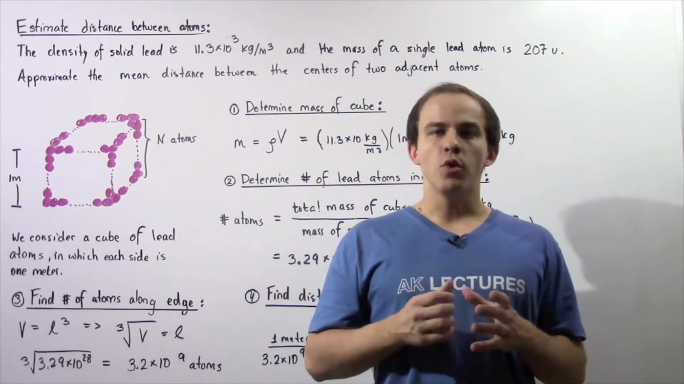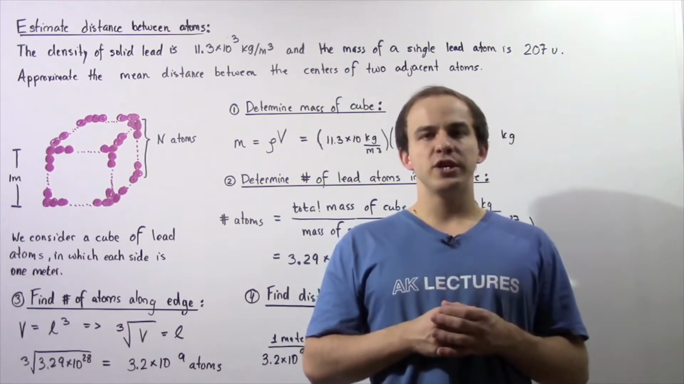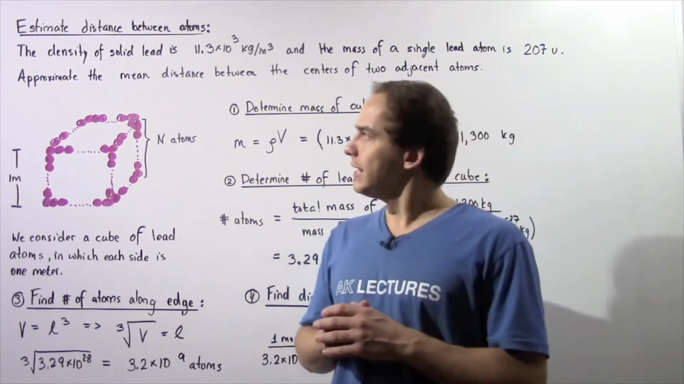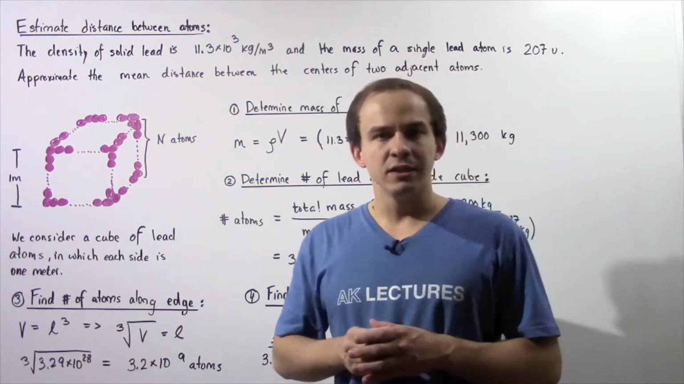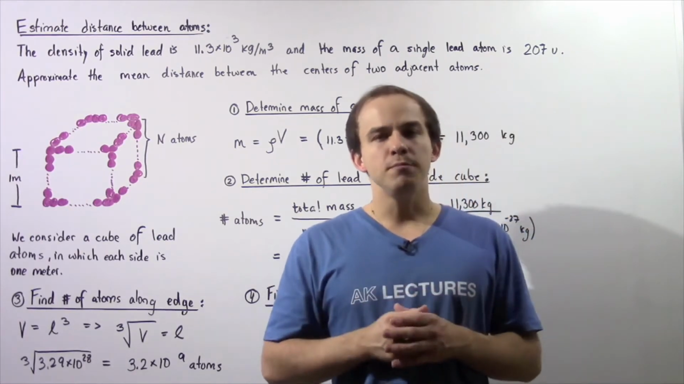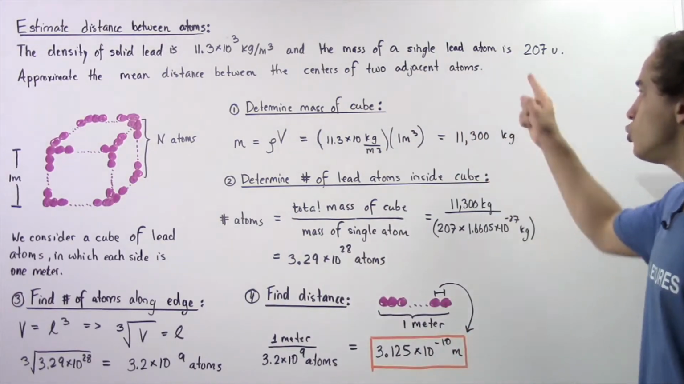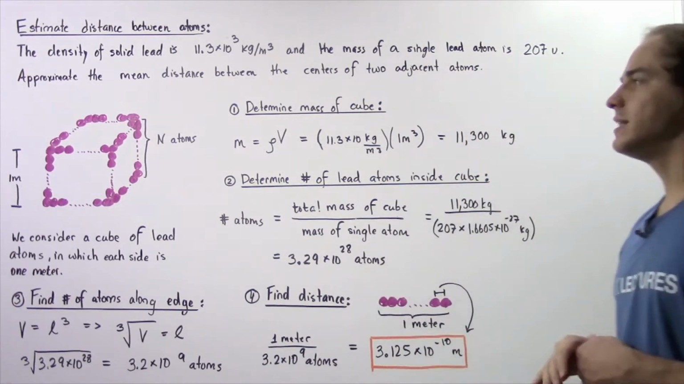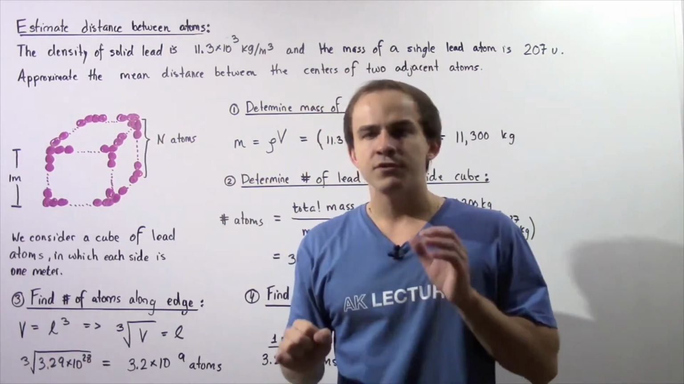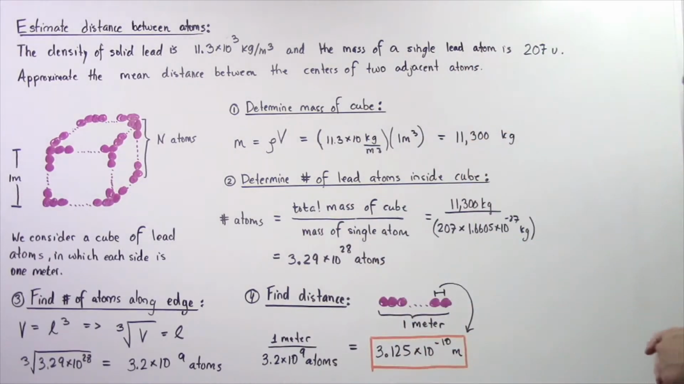In the following example, we're going to estimate the distance between the centers of any two adjacent atoms within a solid macroscopic object. So let's begin. The density of solid lead is 11.3 times 10 to the 3 kilograms per meter cubed, and the mass of a single lead atom is given to be 207 unified atomic mass units. Approximate the mean or average distance between the centers of two adjacent lead atoms.